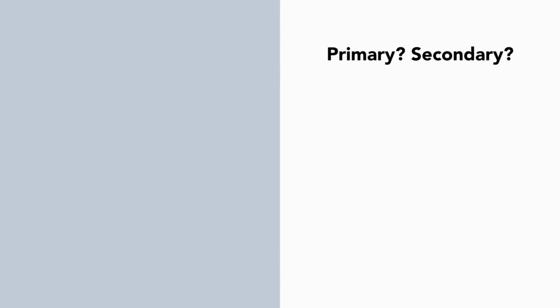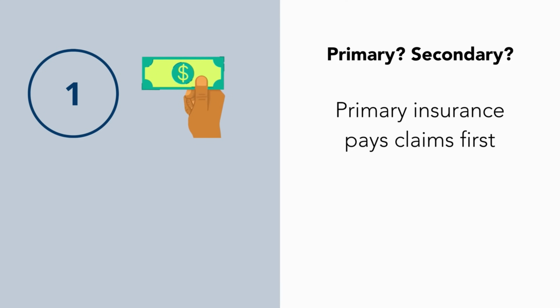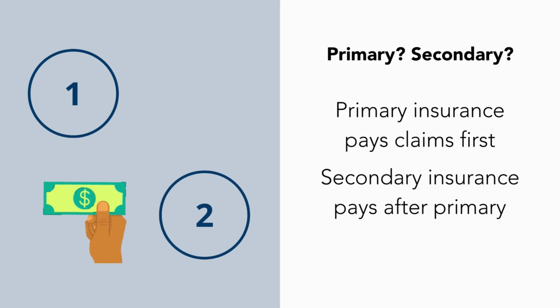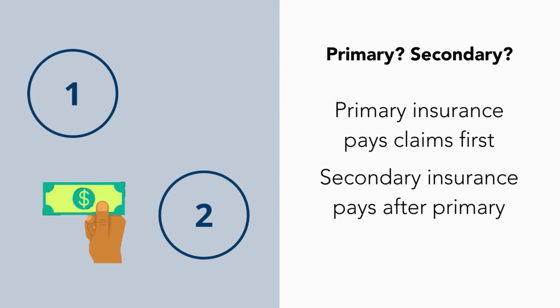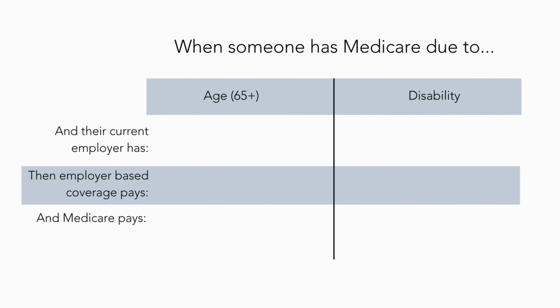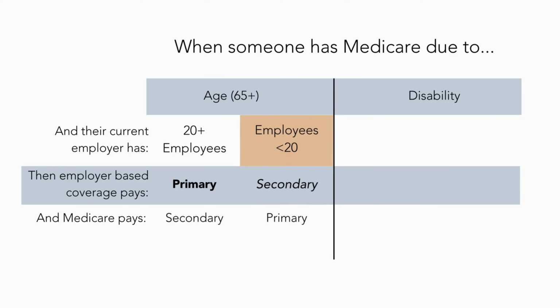To clarify, when someone has more than one kind of insurance, insurances pay for things in a certain order. Primary insurance pays claims first, and then secondary insurance picks up costs after primary insurance is paid. Job-based insurance is primary when an employer has 20 or more employees and the person is eligible for Medicare due to age. If someone is eligible for Medicare due to disability, job-based insurance is primary when the employer has 100 or more employees.